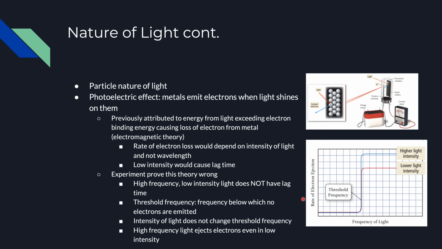And what was found is that there is a threshold frequency, or a frequency below which no electrons are emitted. As you can see in this graph, there is a threshold frequency, and no matter the intensity of the light, high intensity, low intensity, below the threshold frequency, there is no electron emission. So therefore, the intensity of light does not change the threshold frequency, and high frequency light ejects electrons even at low intensity. The only thing that intensity really affects is the rate at which the electrons are ejected. As you can see, higher intensity light has a higher rate than lower intensity light. However, frequency is the thing that determines whether electrons get ejected or not.